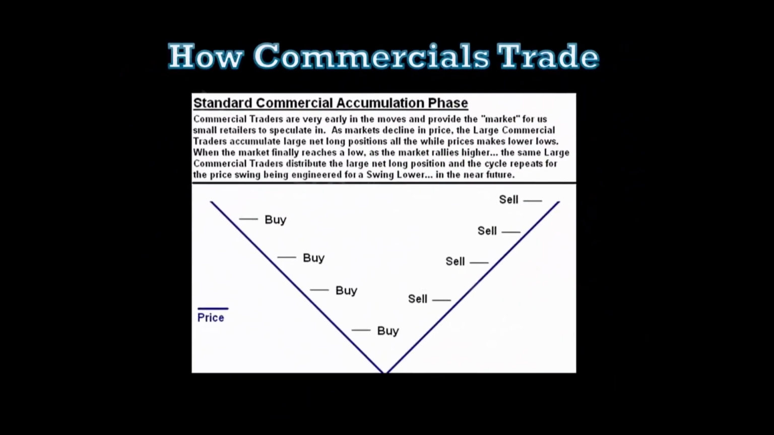So how do the commercials trade? Well, this is basically the standard commercial accumulation phase. And as price, depicted by this blue line here, this V on the left side of the chart, we start coming down. That's going to basically graphically depict a decline in price. Once price comes down to a low of some kind, finds a support level, or deemed value, the commercials are done with all their buying.